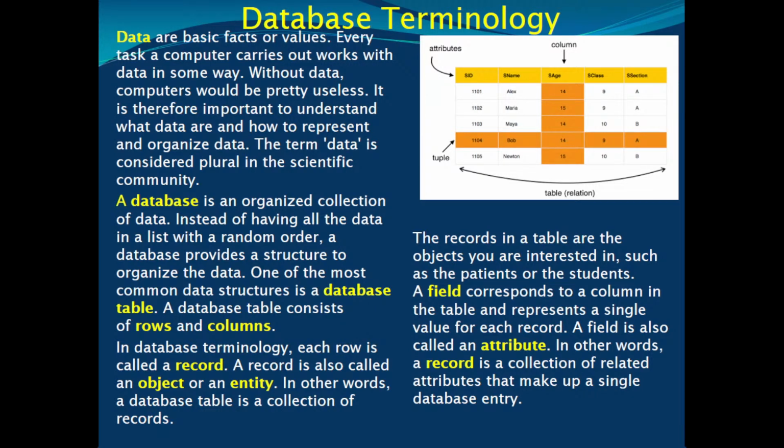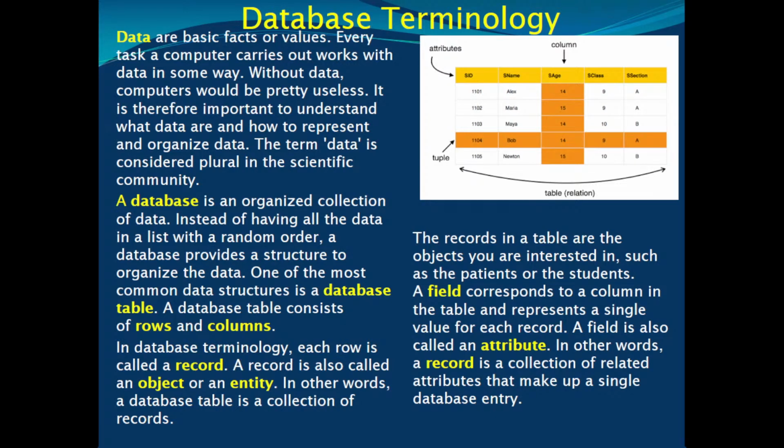A database, another term, is an organized collection of data. Instead of having all the data in a list with a random order, a database provides a structure to organize the data. One of the most common data structures is a database table. A database table consists of rows and columns. In database terminology, each row is called a record. A record is also called an object or an entity.